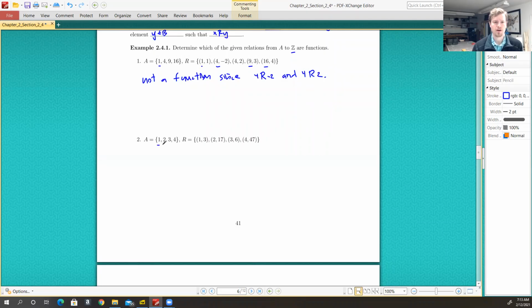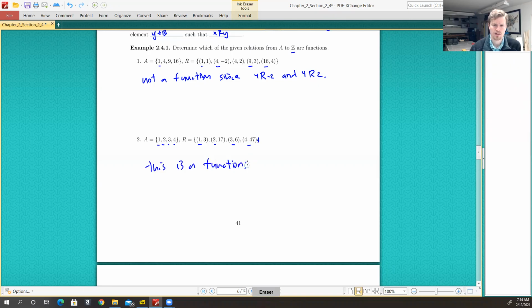Again, we need to check and make sure that all of A is covered. So 1, 2, 3, 4, we need to find as a first coordinate in our ordered pairs. So all of A is covered, and then we just need to make sure that nothing is repeated. We can't have any of those things repeated. Let's see, 1, 3. There's no other 1s. 2, 17. There's no other 2s, no other 3s, no other 4s. So we're all set. This is a function. There's no problem there.